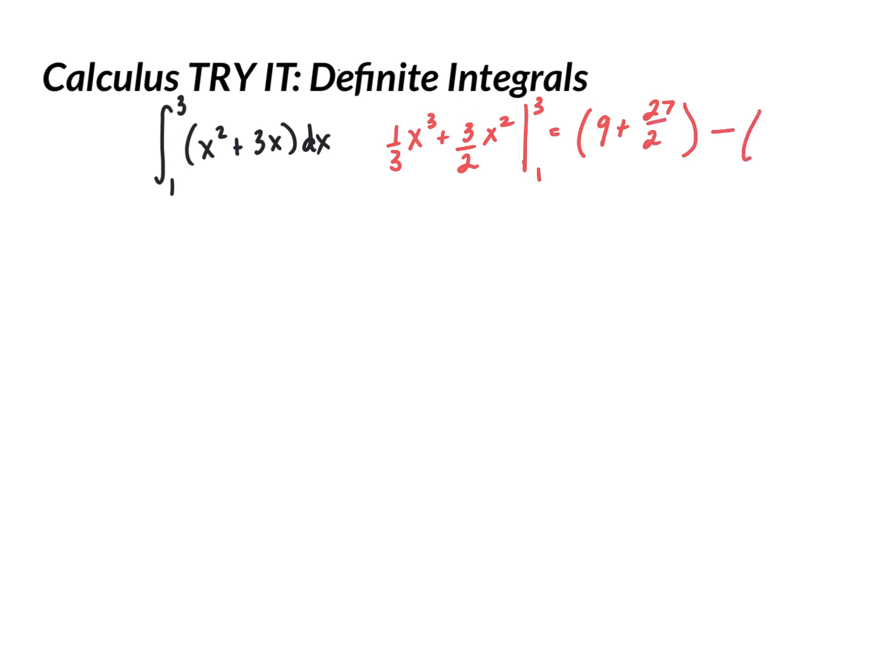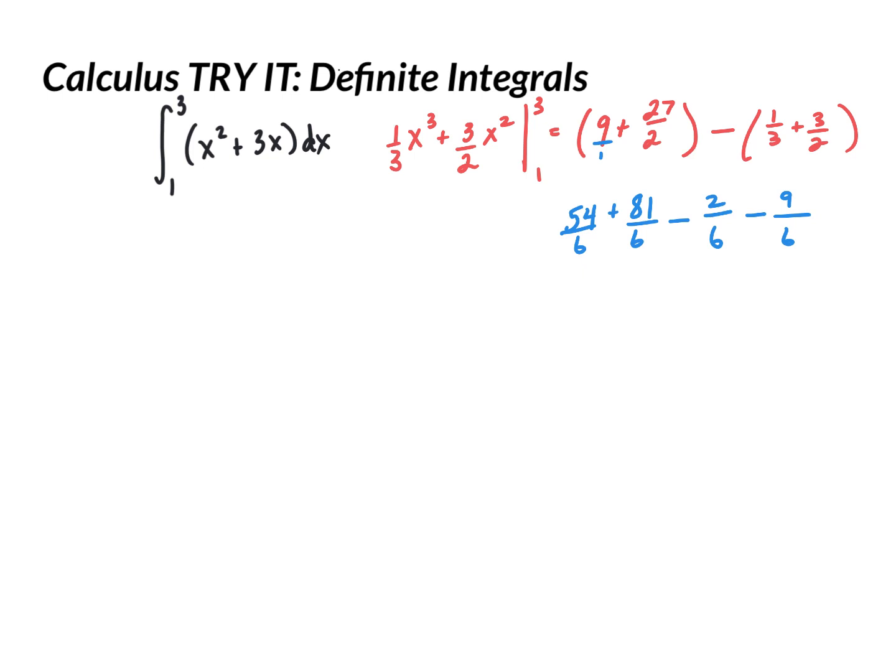Then we plug in 1, so we have 1/3 plus 3 halves, like that. Okay. So if I'm thinking like a common denominator, I guess, with all of these would be 6 between everything. So maybe 54 plus 81 all over 6, minus 2/6, excuse me, minus 9/6.